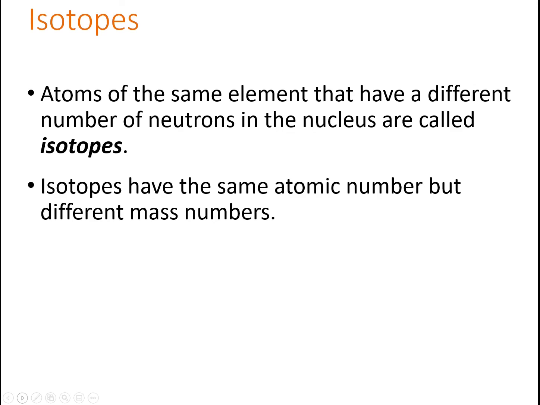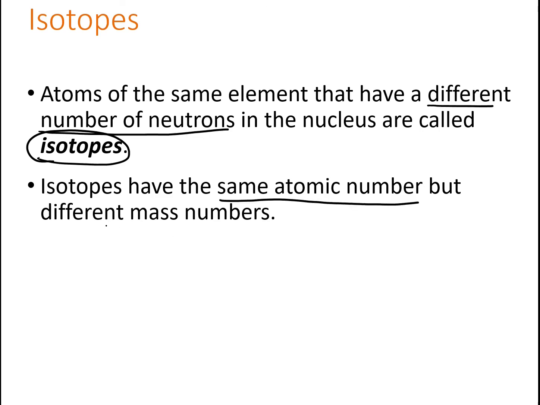All of the atoms of the same element, they don't have the same number of neutrons. Some atoms have a different number of neutrons, and those are called isotopes. Okay, so same number of protons because they're the same element, but a different number of neutrons. That means that their atomic number is the same, but they have different mass numbers.